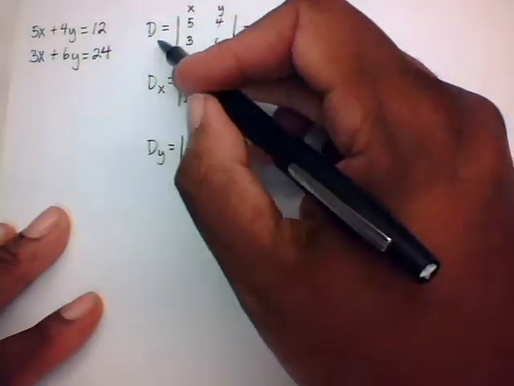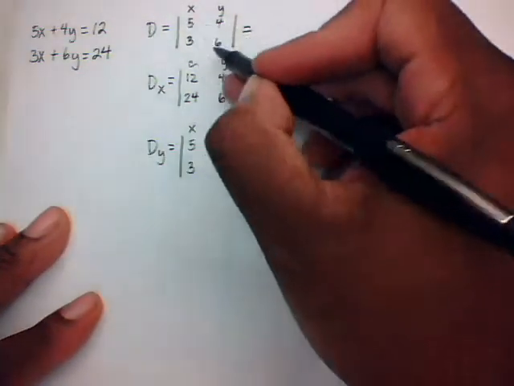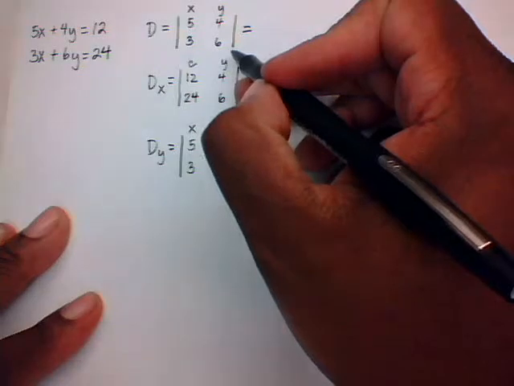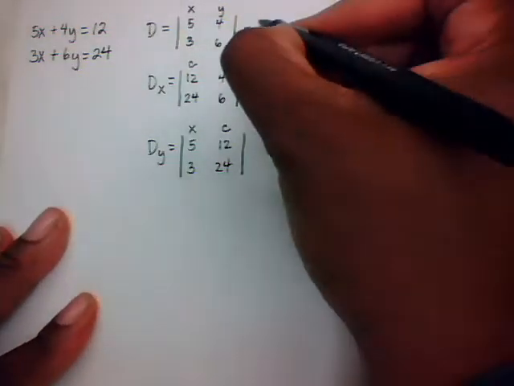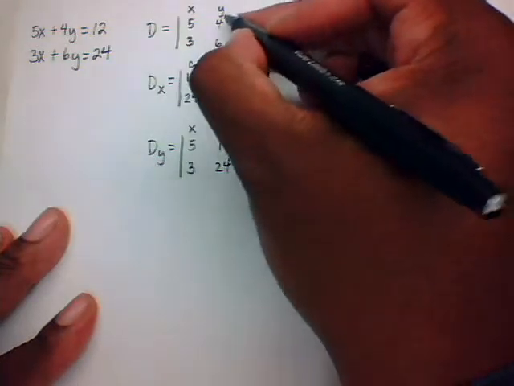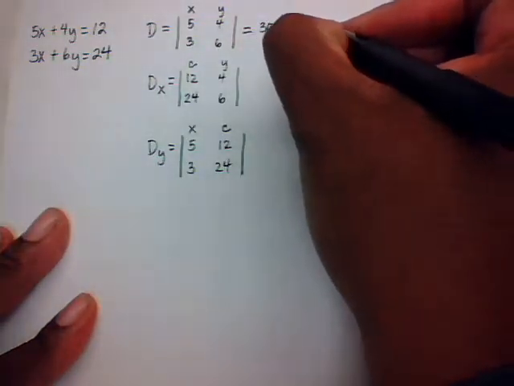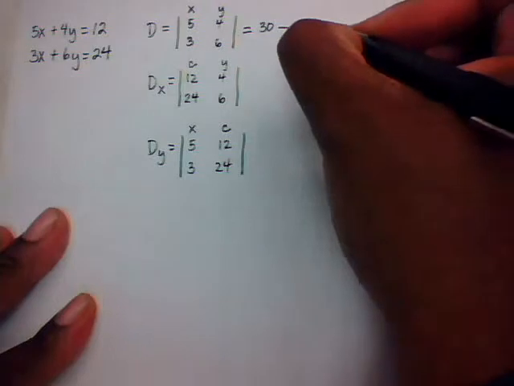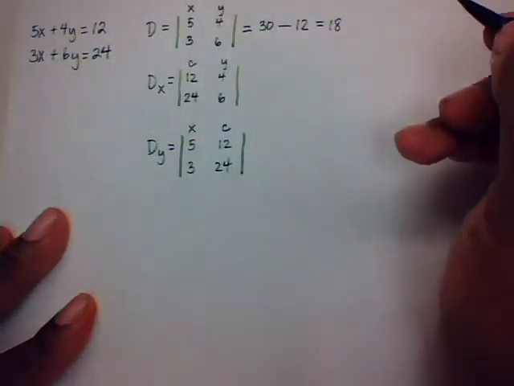For the determinant d, start with this diagonal from the upper left to lower right. 5 times 6, that's 30. Minus 3 times 4, that's 12. So 30 minus 12 is 18.